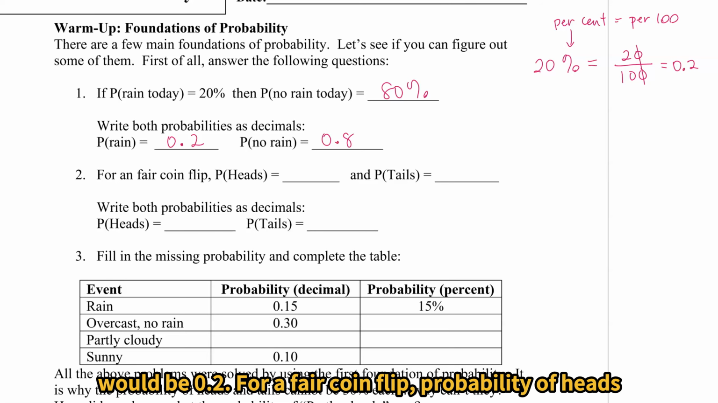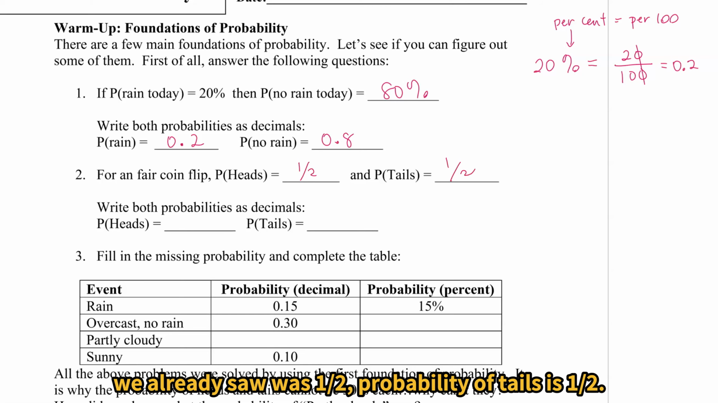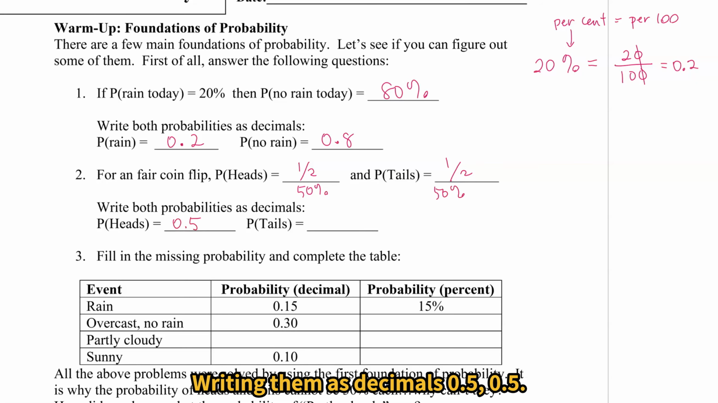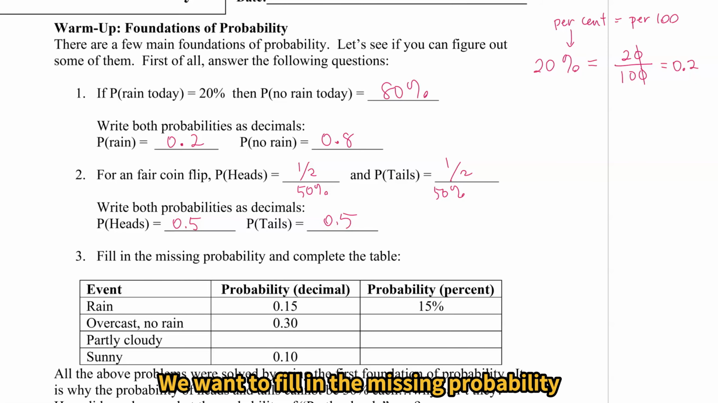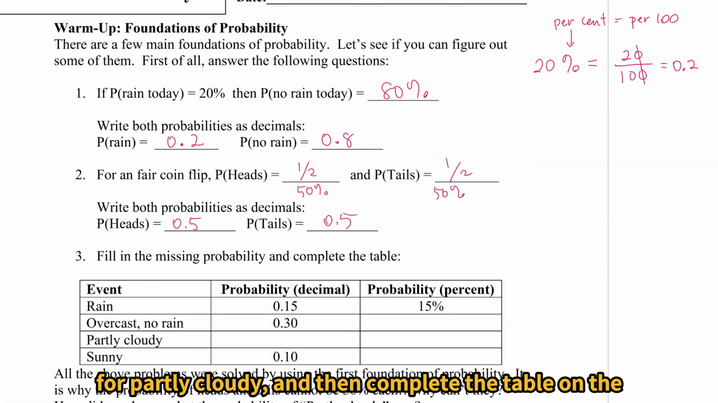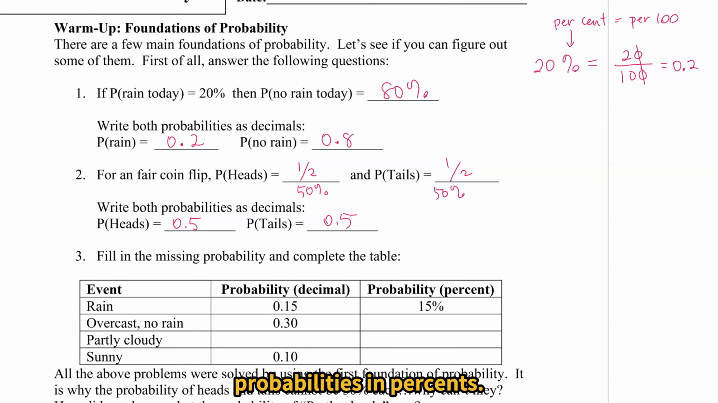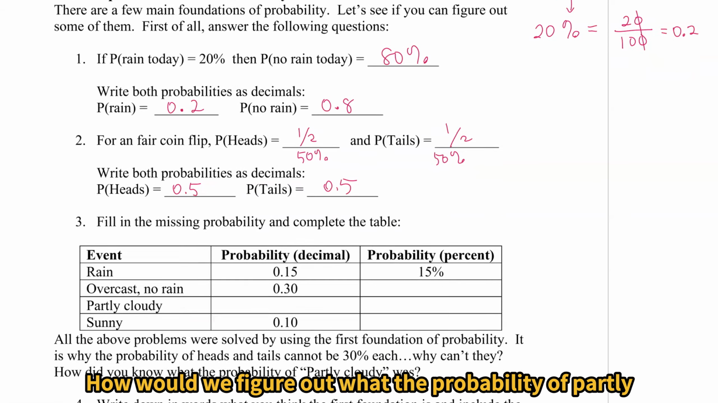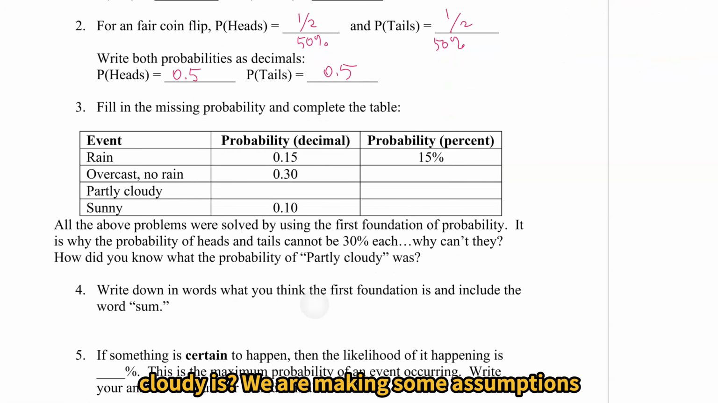For a fair coin flip, probability of heads we already saw was 1/2, probability of tails is 1/2, or if you put 50% for those, that's totally fine. Writing them as decimals, 0.5, 0.5. We want to fill in the missing probability for partly cloudy, and then complete the table on the probabilities in percents. How would we figure out what the probability of partly cloudy is?